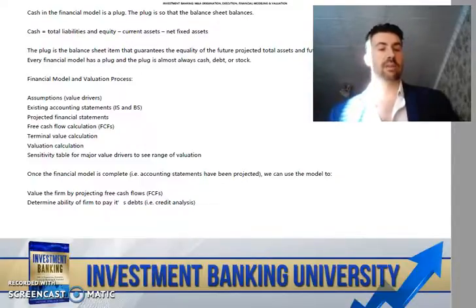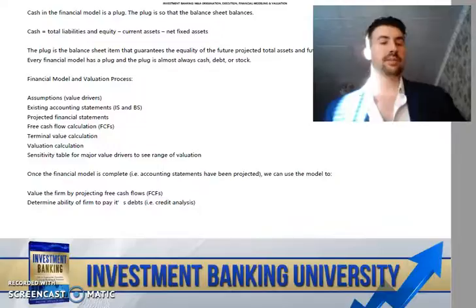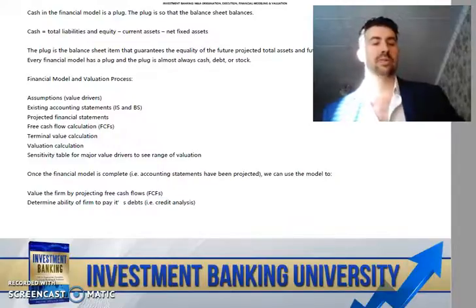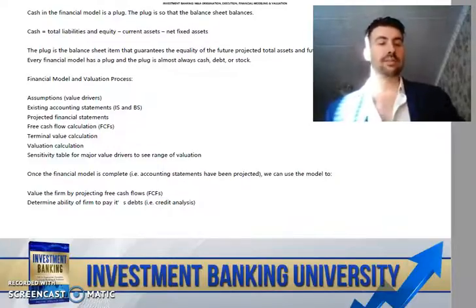In terms of the financial model and evaluation process, we start with our assumptions, our value drivers, and then we have the existing account statements, income statement, and balance sheet, and then we ultimately project financial statements, get to a free cash flow calculation, a terminal value calculation, a valuation calculation, then ultimately a sensitivity table for major value drivers to see a range of valuations depending on the value drivers.